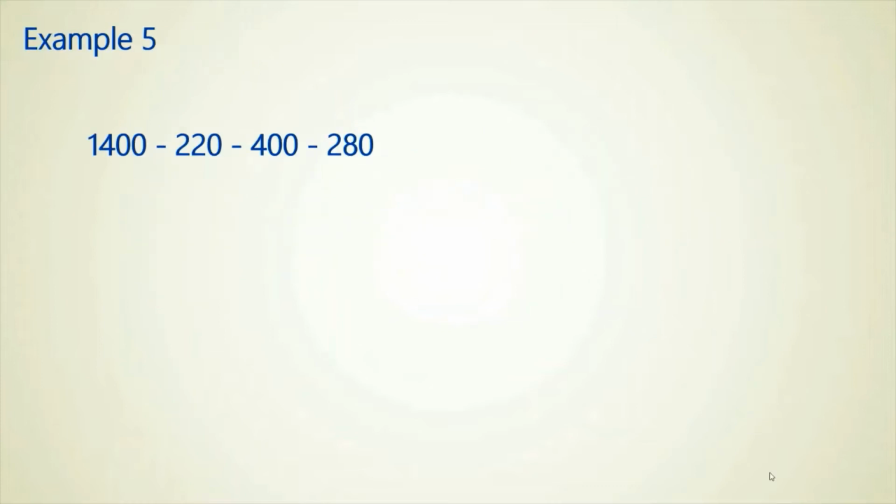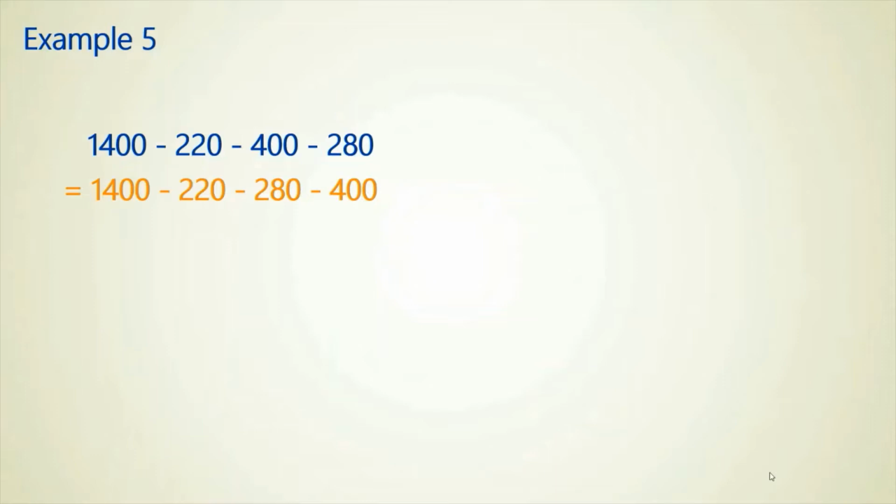In this example, we have a lot of subtractions. So first, let's switch the order of minus 400 and minus 220. So the expression becomes 1400 minus 220 minus 280 minus 400.